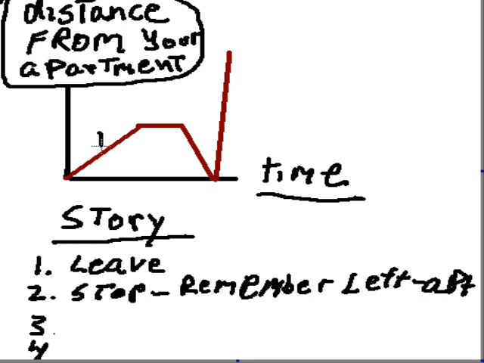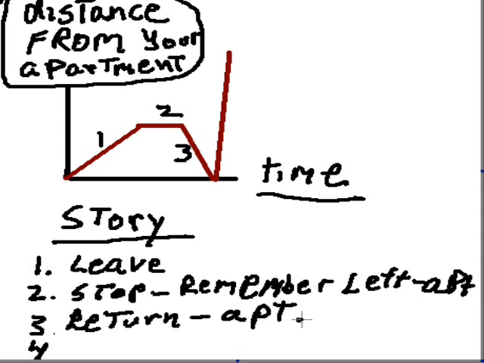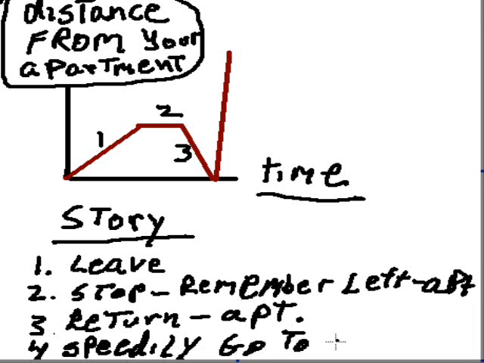Number 3, that was 1. Here's 2. Here's number 3. I return to the apartment. 4. I get what I have to get, and then I speed up. I speedily go to work. That is the story of this graph.